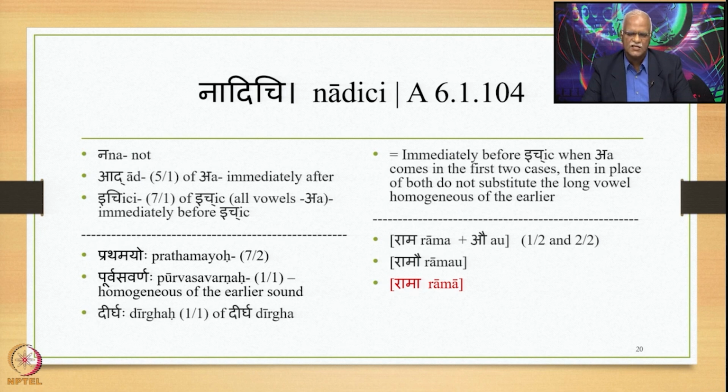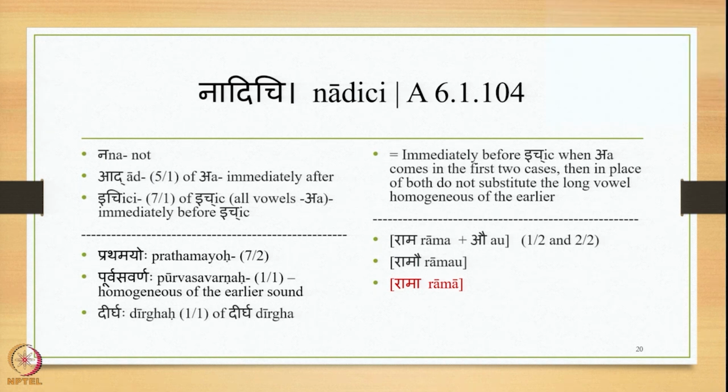6.1.104, Na Adichi. There are three padas in the sutra: Na, Ad and Ichi. Na means not, the negation. Ad is 5/1 of A, which means immediately after A, and Ichi is 7/1 of Ich. Ich means all vowels minus A. So Ichi means immediately before Ich. The words continued are Prathamayoho and Purva Savarnaha and Dirghaha.